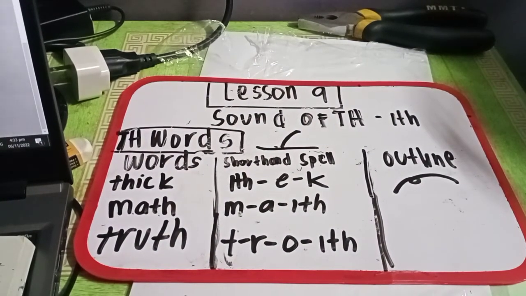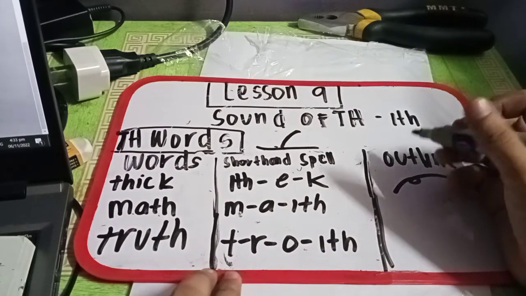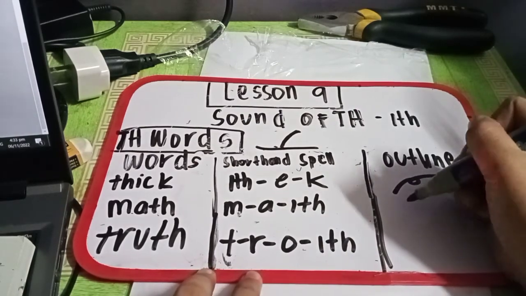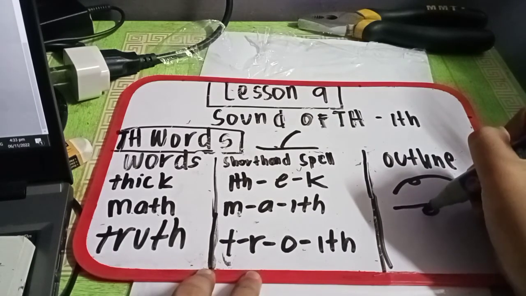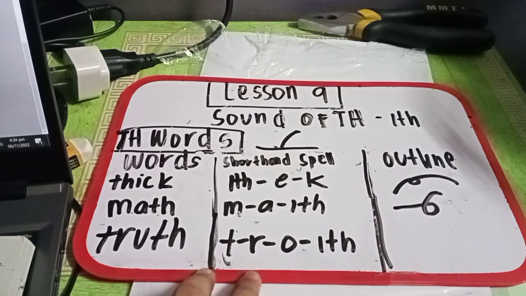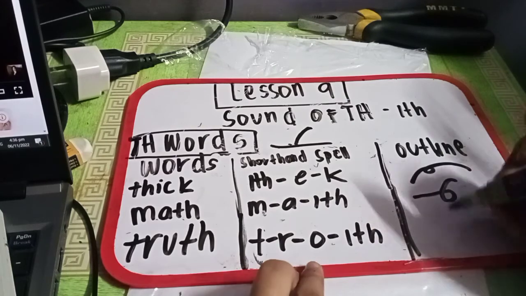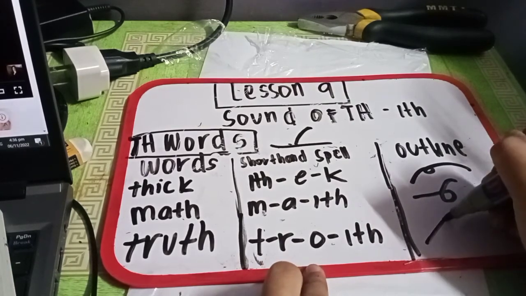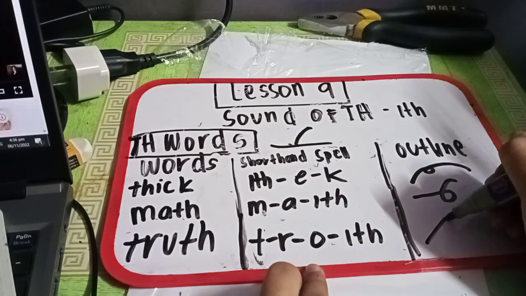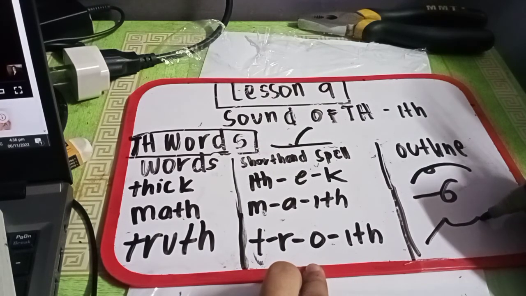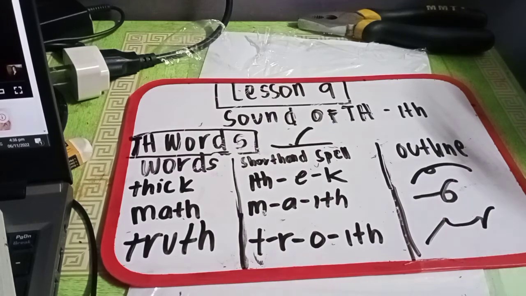So next is math. The shorthand spelling is m hyphen a hyphen it. This is how we are going to write the outline: M a it. So next is truth. The shorthand spelling is T hyphen R hyphen O hyphen it. So this is the outline: T, R, O, it.